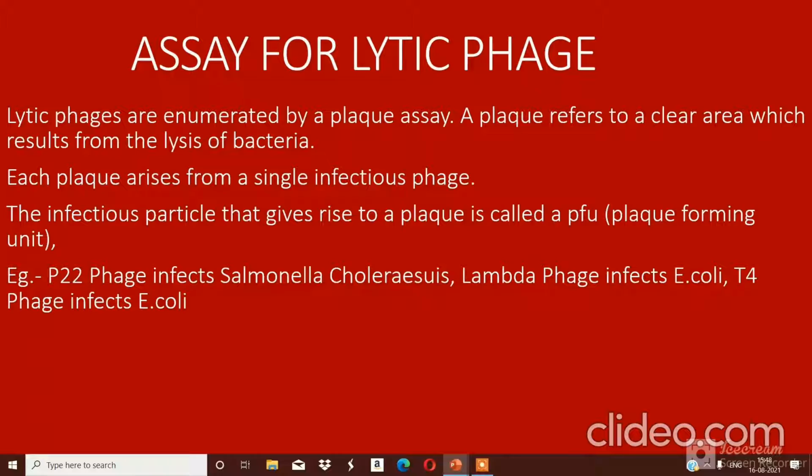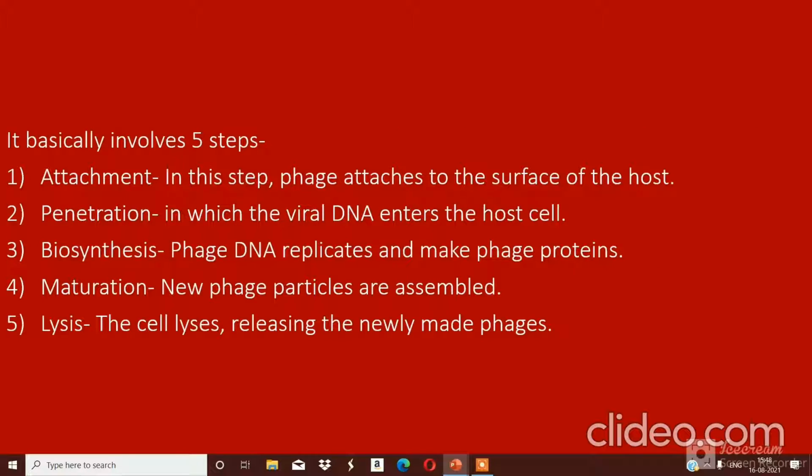So there are several examples of this, like P22 phage infects Salmonella, lambda phage infects E. coli, T4 phage infects E. coli, and so on. So this cycle basically involves 5 steps. First is attachment, in which phage attaches to the surface of the host. Second is penetration, in which the viral DNA enters the host cell.